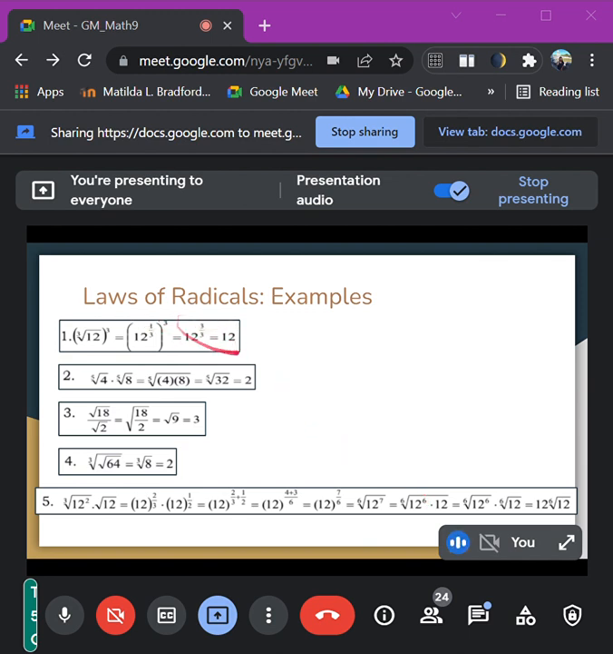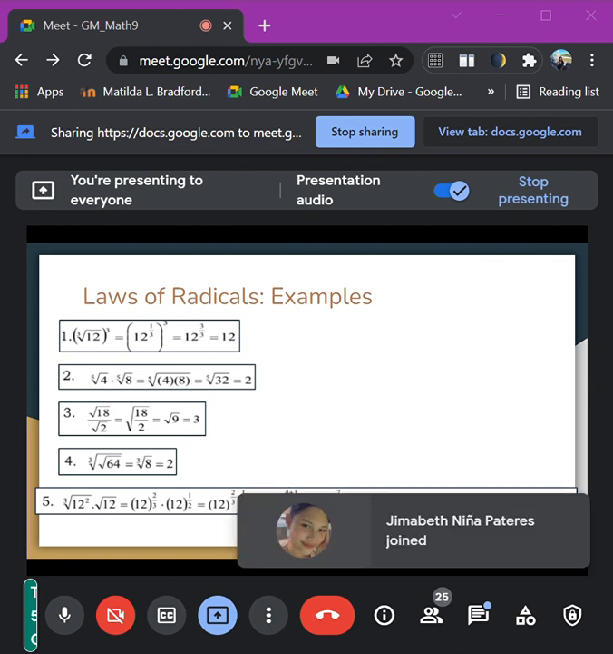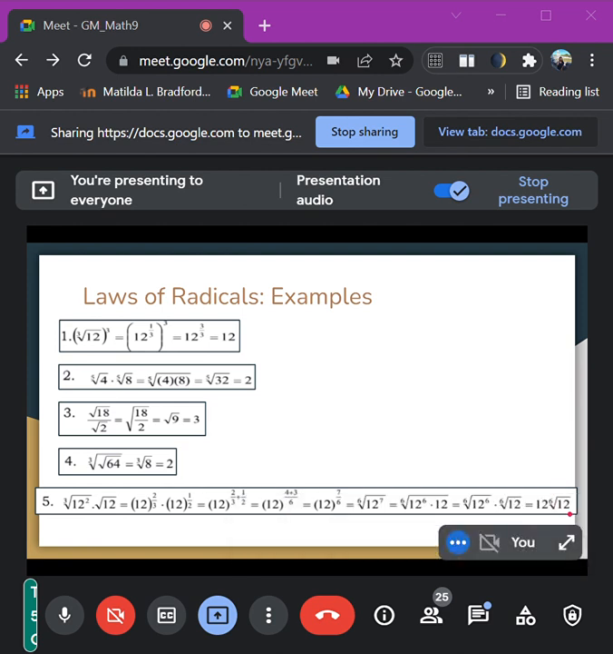Applying the first law, when it cancels, class, the 12 comes out. The 12 comes out, and what remains is this one, but remember, it has the index 6 on that 12. So you will have your final answer as 12 times the 6th root of 12. So this one is simplifying already, and you can understand more later on.